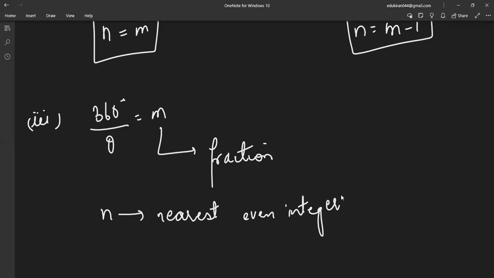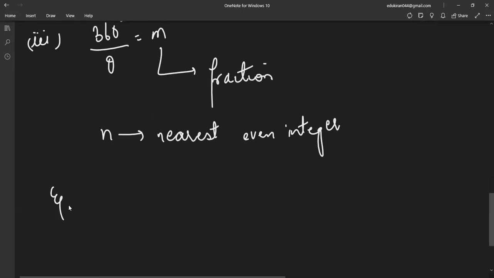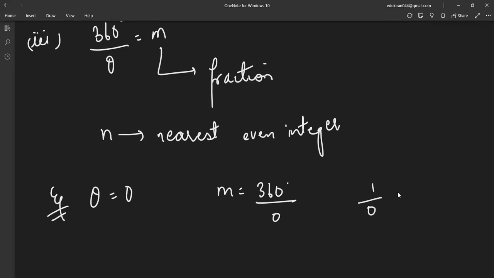If suppose you're getting the value of theta as 0, example, you're getting theta as 0. So m will be 360 divided by 0. 1 by 0 is equal to infinity. So if the angle between the mirrors is 0 degree, whether it's symmetrical mirror, asymmetrical, whatever it is, the number of images is equal to infinity. Fine.